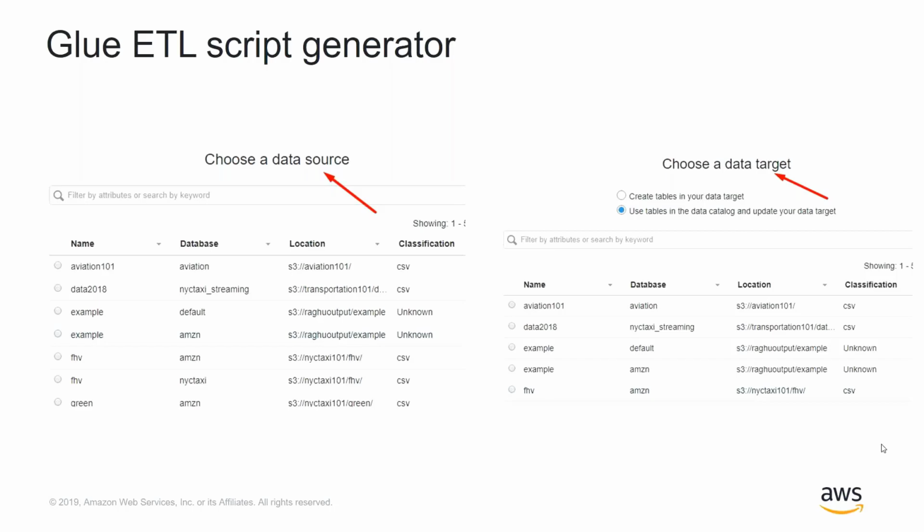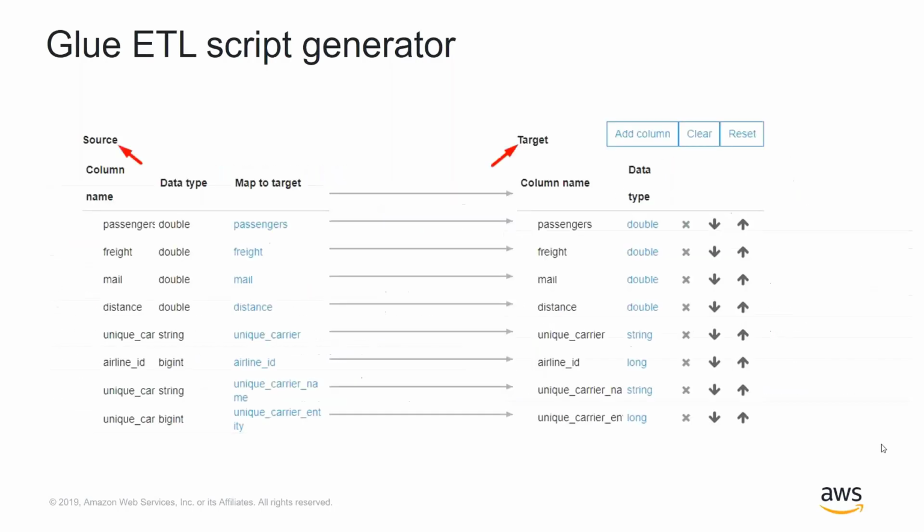So you pick your source, you pick your target, and then what happens? As you can imagine, it starts mapping the columns of your source and target. It has enough intelligence to bring like columns together because they are most likely to be mapped. So passengers from source will be most likely mapped to passengers in destination.